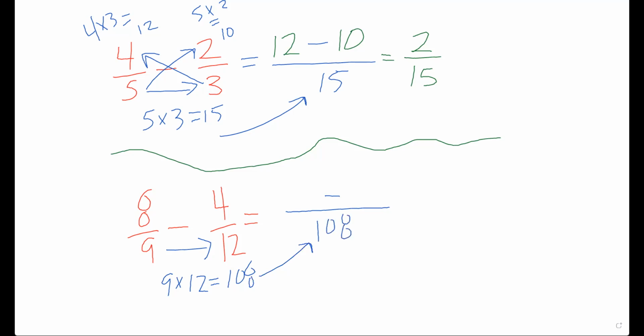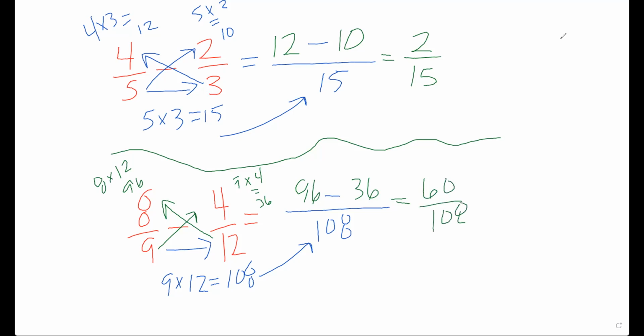Then we are going to cross multiply. We're going to say 8 times 12, which gives us 96. And then we're going to say 9 times 4, which gives us 36. Remember, with subtraction, you always want to write your larger number first. So we have 96 and 36. From here, we just simplify. 96 minus 36 gives me 60 over 108.